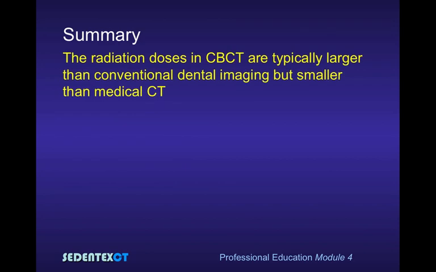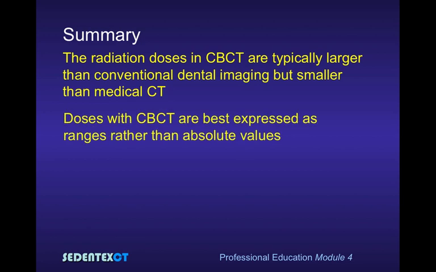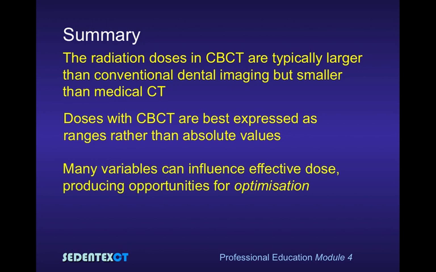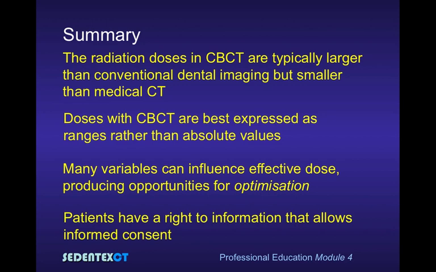So, in summary, the radiation doses in cone beam CT are typically larger than conventional dental imaging, but smaller than those with medical CT scanning. Doses with cone beam CT are best expressed as ranges rather than absolute values. Many variables relating to equipment can influence the effective dose, producing opportunities for optimization of dose. And patients do have a right to information that allows informed consent to be given.